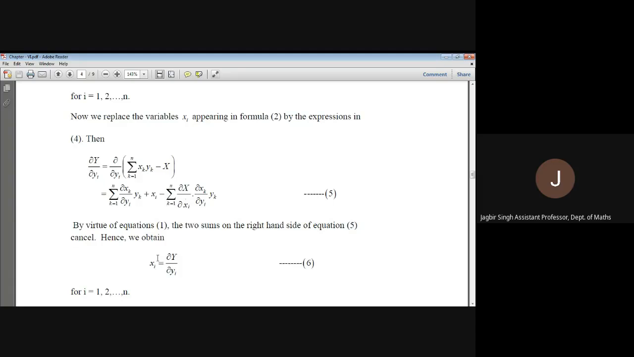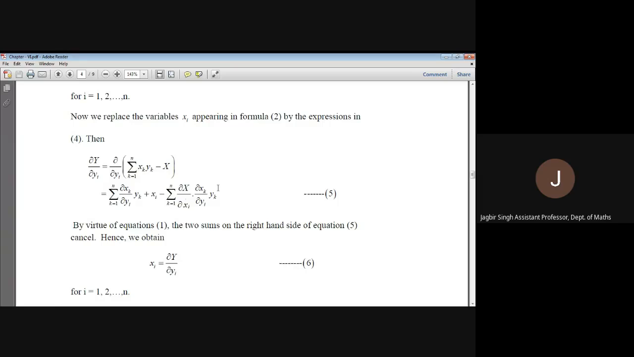Minus, okay, X is a function of xi and xi is a function of yi. So it will be the summation k from 1 to n of the partial derivative of X with respect to xk into the partial derivative of xk with respect to yi. This yk is not there, the last yk in equation number 5. The chain rule is applied: partial derivative of X with respect to xk and partial derivative of xk with respect to yi.